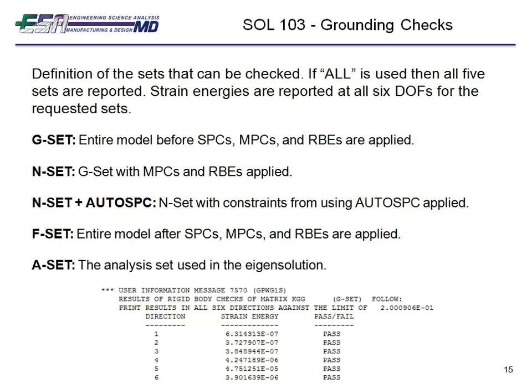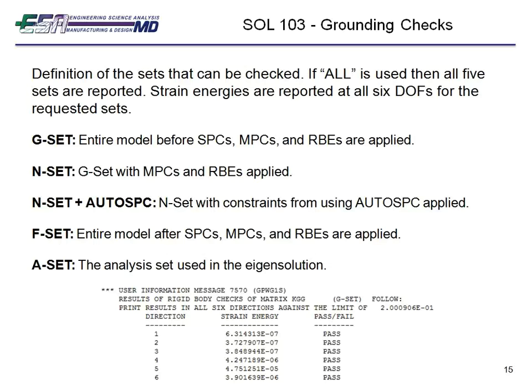Next is the F set, which is the entire model after SPCs, NPCs, and RBEs are applied, as well as those degrees of freedom constrained by auto SPC, if applicable. And finally, you have the A set, which is the analysis set using the eigen solution.